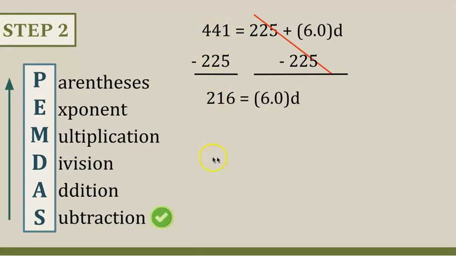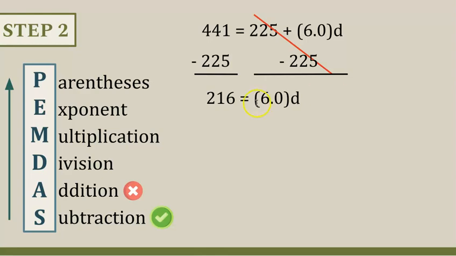My next question is, should I add something? I have 6 times d. Should I add something to this side to make it any more simple? No, I should not. If I add something over here, that's just going to make it more complicated, and it's going to get me farther away from my goal.